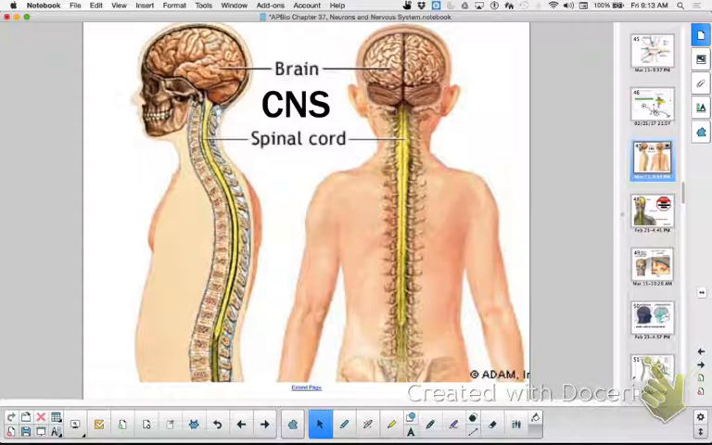Okay, so go to the central nervous system in your notes. Introduction, the functions of your central nervous system. It must receive sensory input, perform integration, and then generate motor output to muscles and glands.